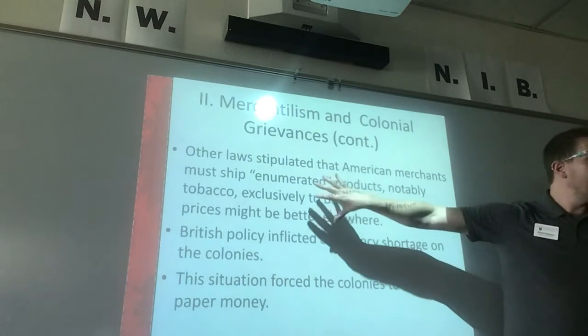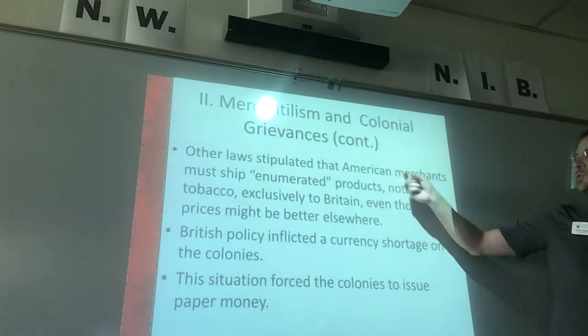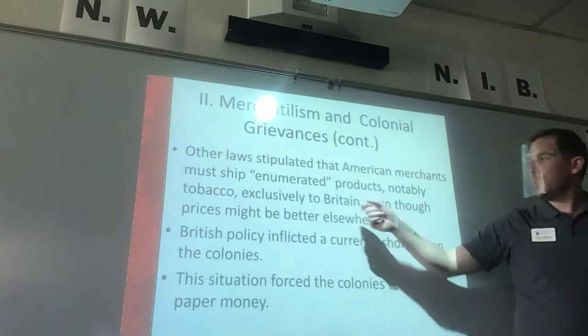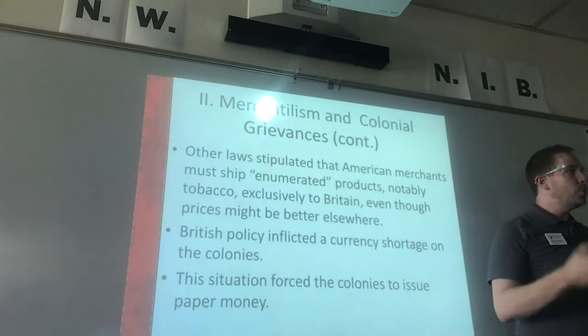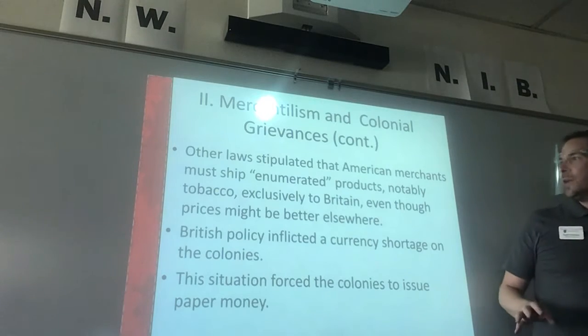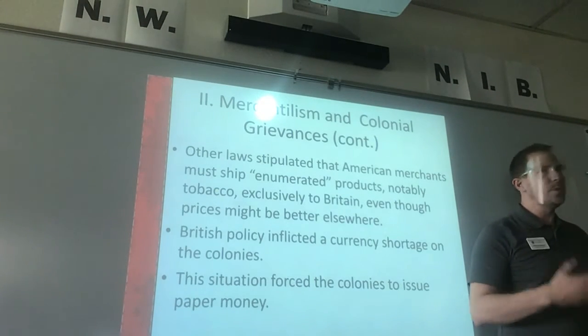There are other products, like tobacco specifically, that Britain said American merchants could only sell. Enumerated products means they could only sell them to Britain. So even though you grow tobacco, you can't sell it to anyone else. It's got to come to us, which obviously is going to cause issues with the price.